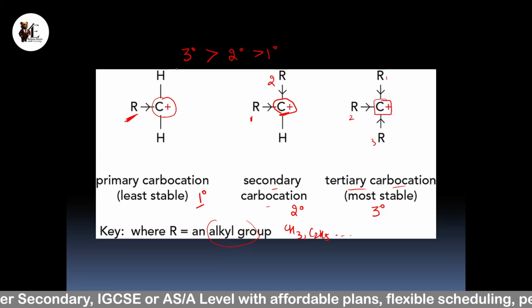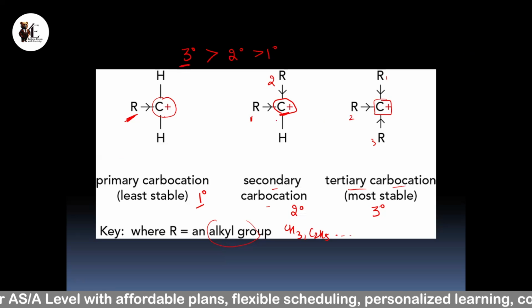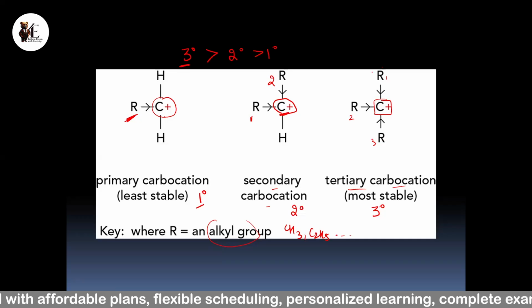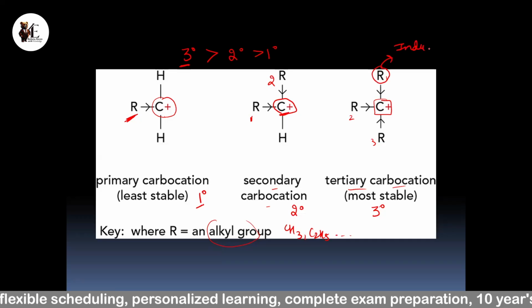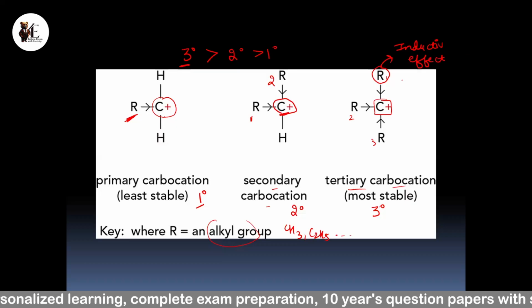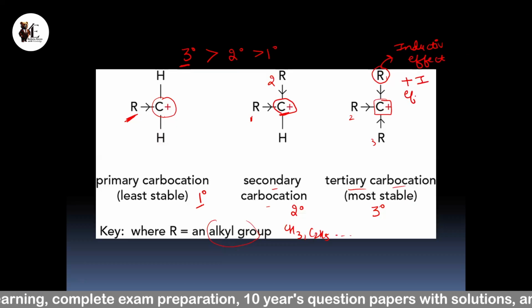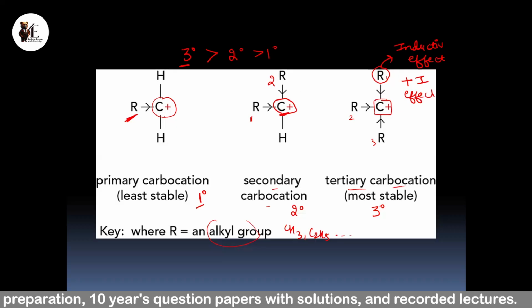Why? What is the reason that 3-degree carbocation is more stable? Because, as we'll see in the next slide, these alkyl groups exert an inductive effect, or you can say they exert a plus I effect. Plus I effect means they donate their electrons to this carbocation.